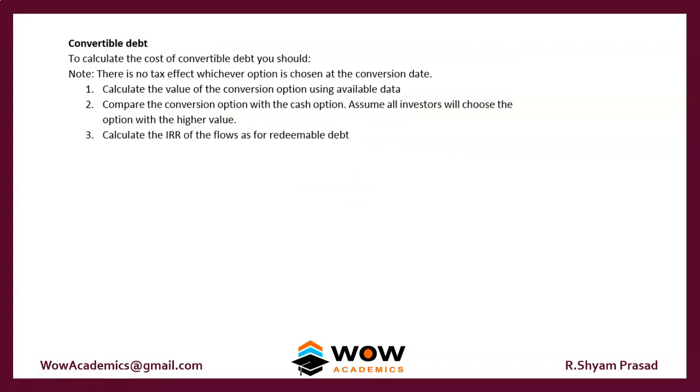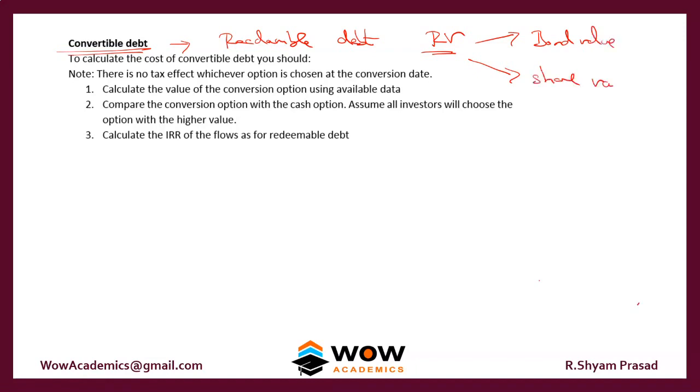So the last one is the convertible debt. The convertible debt is very similar to the redeemable debt, but the only difference is it has a converting option. That is, in the last year, the redeemable value can either be a bond value or it can be share value. So whichever is higher, choose that number. So that's how it works. So these are the calculation parts.